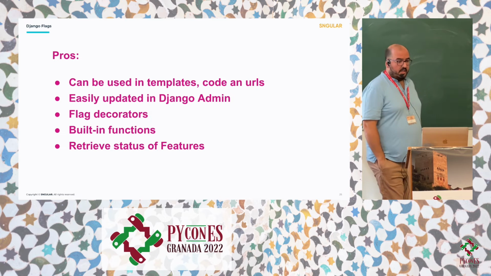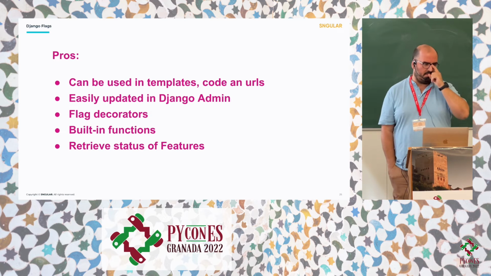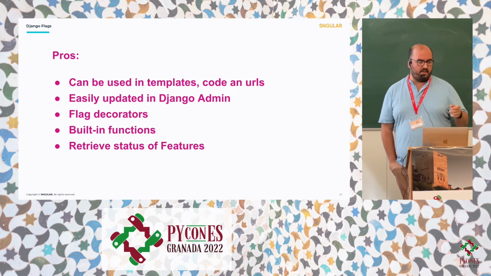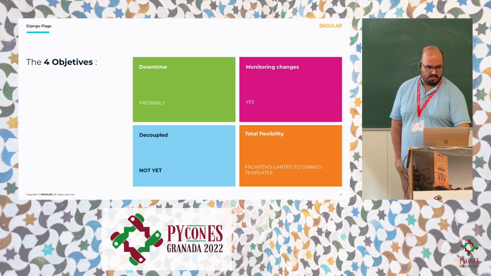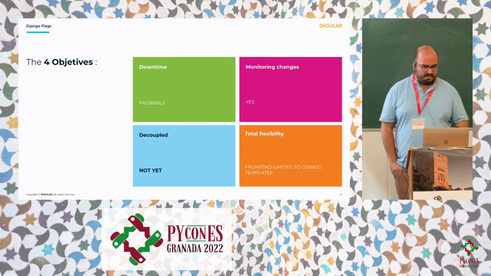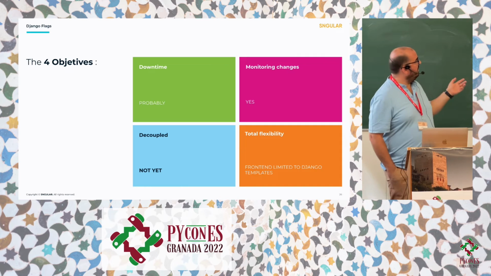Those are the pros. Yeah, you can use flags. You can use a decorator. You can put a feature flag as a decorator, and all the code run will accept that value for the flag directly without asking. You can get all the features status at once. We have some improvements, but the cache not yet. And the only frontend we can use with this is the Django template.